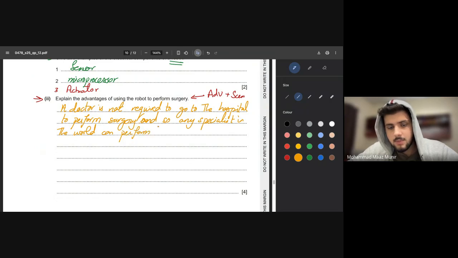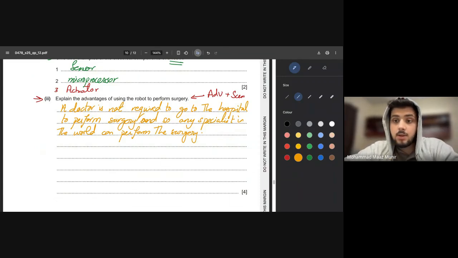Now, the points which you guys mentioned in the chat box, like Moise said that it can work 24/7, more accurate and efficient, or Mahat said that it can be cheaper in the long run than hiring labor to perform those surgeries. See, your points are valid, as in you have memorized the general points of the benefits of a robot. But the question clearly says that you need to explain the advantages of using the robot to perform surgery. So whatever point you're mentioning, you need to ensure that it is related to the specific scenario of performing a surgery. If it's not, then like the one which Mahat said, that it can be cheaper in the longer run than hiring labor, that might not be valid.